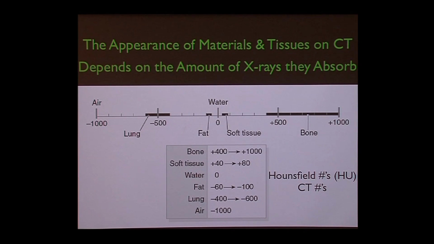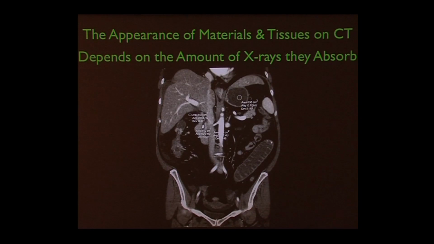And we can look on the image and actually get a number. Any place on a patient's scan, we can see what that number is. But that's how the image is reconstructed. So here I've just shown you an image where I put a bunch of these regions of interest on here to show you different degrees of density, or Hounsfield units.